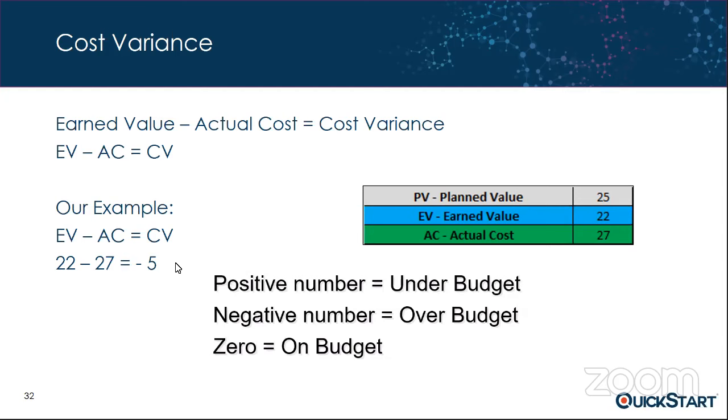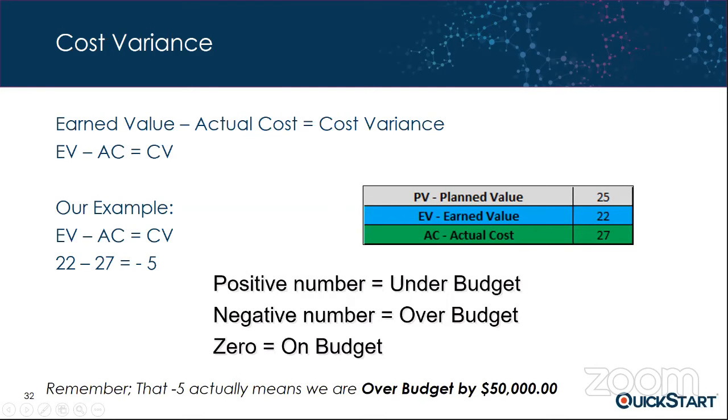Because if the output of this calculation is a positive number, that means you're under budget. If it's a negative number, that actually means you're over budget. If it's 0, you're right on target, you're on budget. So our project at the end of the 4th month is -5, which is over budget. Now, don't forget that because we were trying to make things as simple as possible, that -5 actually means we're over budget by $50,000 at the end of month 4. Okay, that's how the cost variance works.